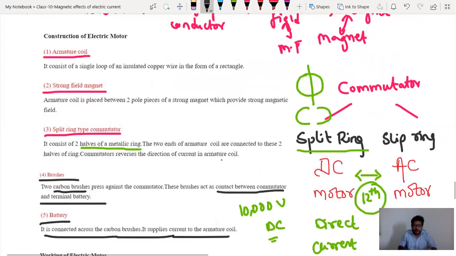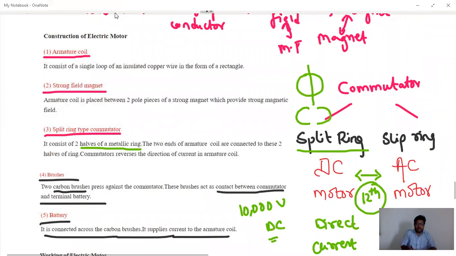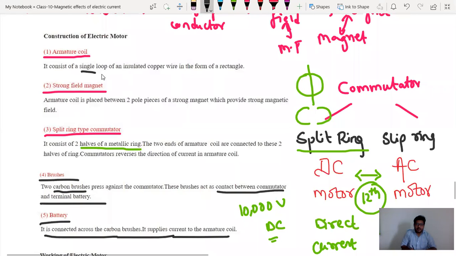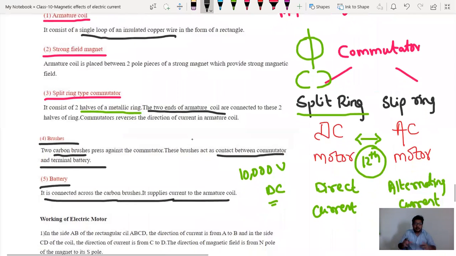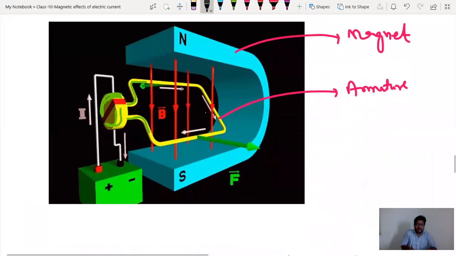So these are the parts. You must remember 5 parts. Armature coil is a single loop of insulated copper wire. Second, strong magnets. Definitely magnets are needed to produce the magnetic field. Split rings, a ring which is cut into two pieces, connected to the armature coil. To the two ends of the armature coil, these two rings are connected. Brushes will press the commutator segment. The commutator segment is this one, this entire part.